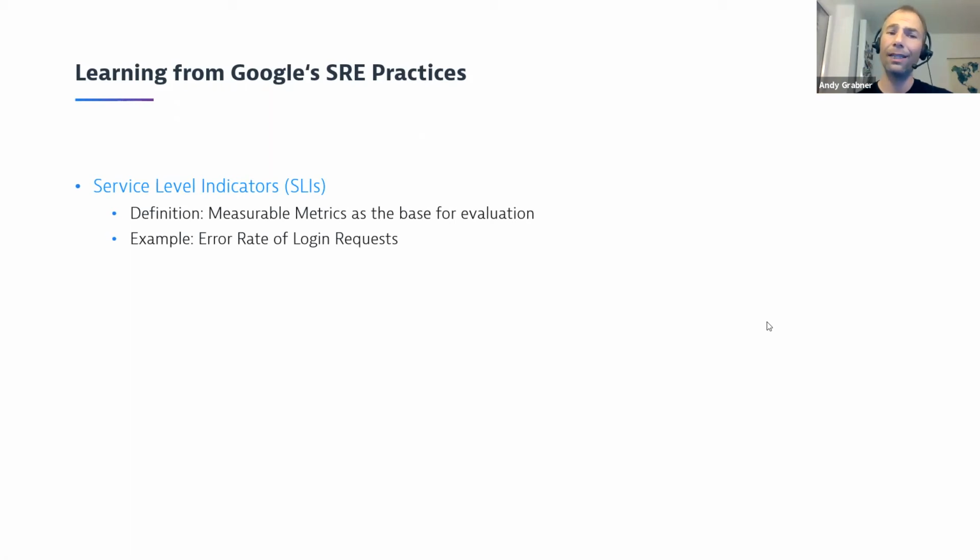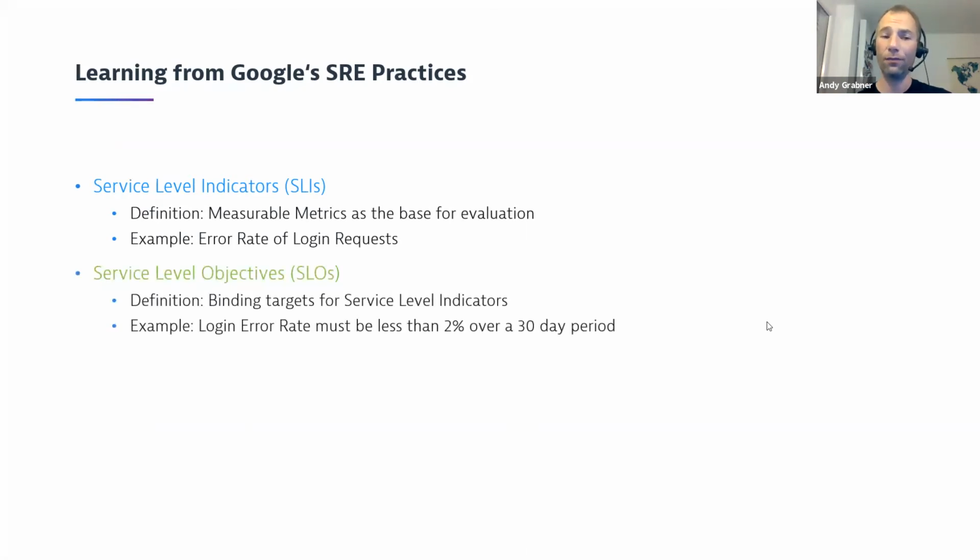we're looking at service level indicators. We call them SLIs. It's basically something that is measurable, like the error rate of your login transactions. Then you specify your objectives. So what is the success criteria of that metric? For instance, login error rate must be less than 2% over a 30-day period once it runs in production. That's a clear objective of success.